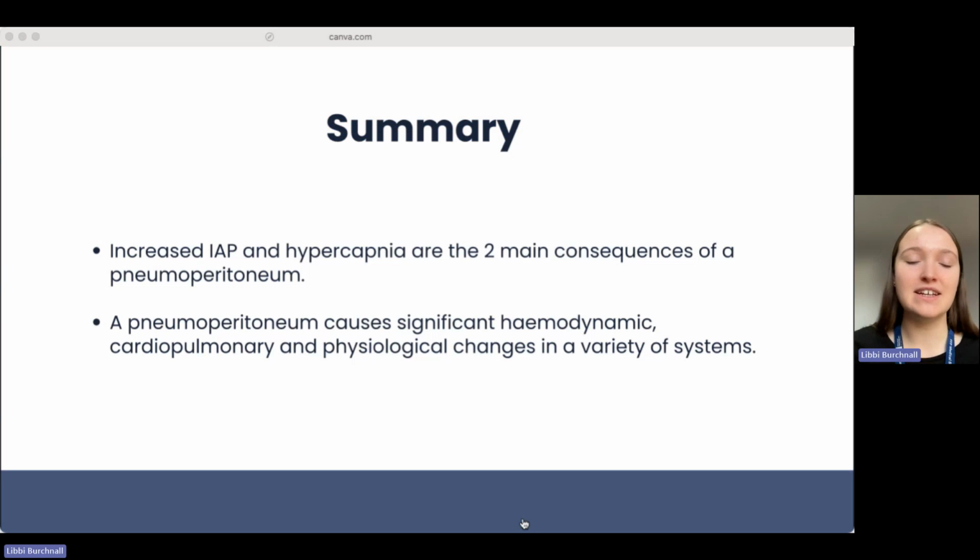So in a bit of a summary, a pneumoperitoneum can cause increased intra-abdominal pressure and hypercapnia as the main two consequences. And it can cause significant hemodynamic, cardiopulmonary and physiological changes in a variety of systems. So I hope that was a good little whistle-stop tour of the pneumoperitoneum.